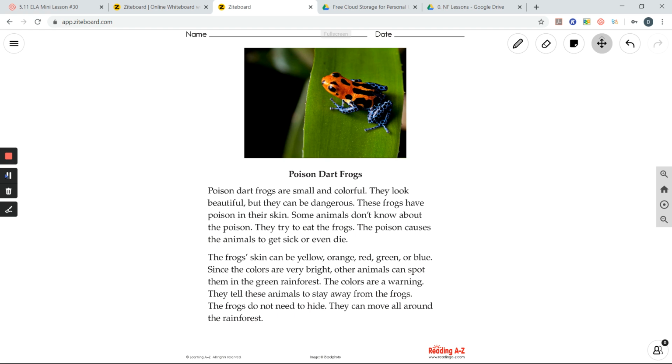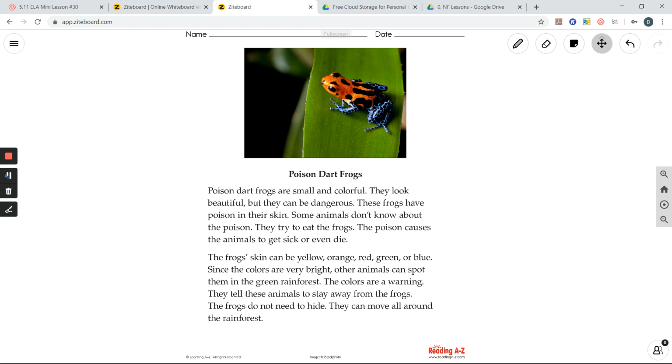Poison dart frogs. Poison dart frogs are small and colorful. They look beautiful, but they can be dangerous. These frogs have poison in their skin. Some animals don't know about the poison. They try to eat the frogs. The poison causes the animals to get sick or even die.